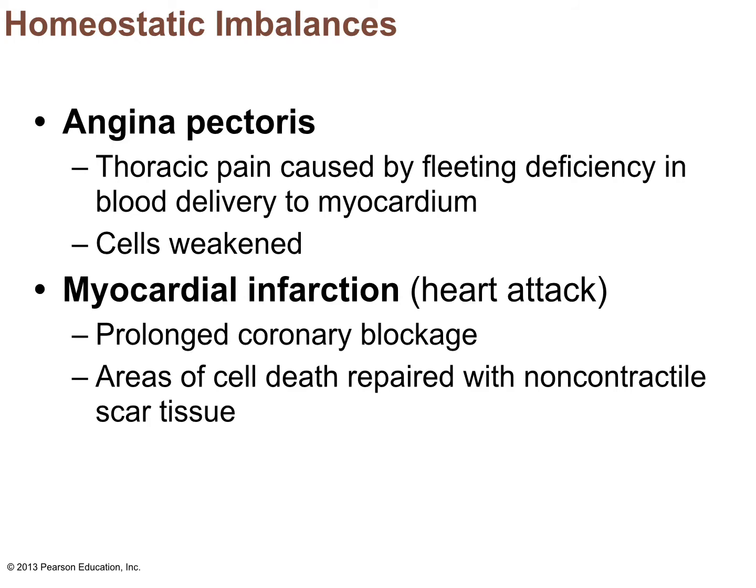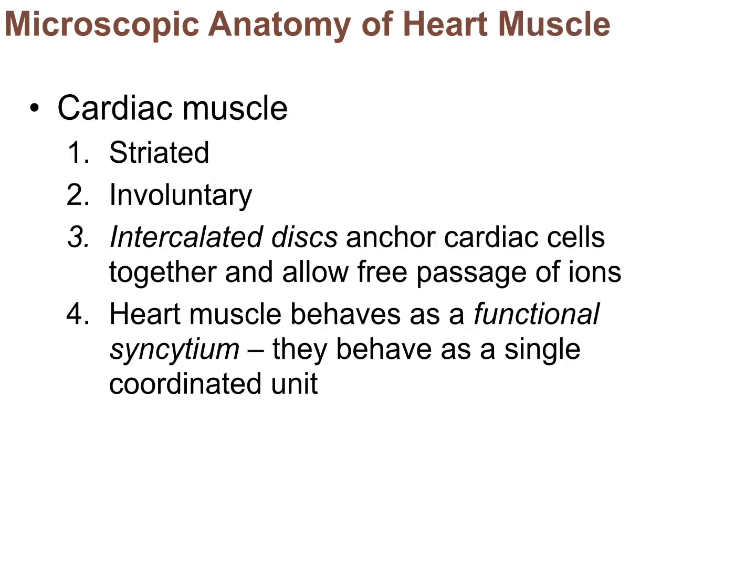If we go back and review our Anatomy 1, we went over tissues and cells and things like that. And so when we look at cardiac muscle, let's review. Cardiac muscle is striated, just like skeletal muscle. However, it is involuntary. It also is separated by these structures called intercalated discs. And something I mentioned earlier is the cardiac muscle works as a functional syncytium. What does that mean? Well, it works as a single coordinated unit.